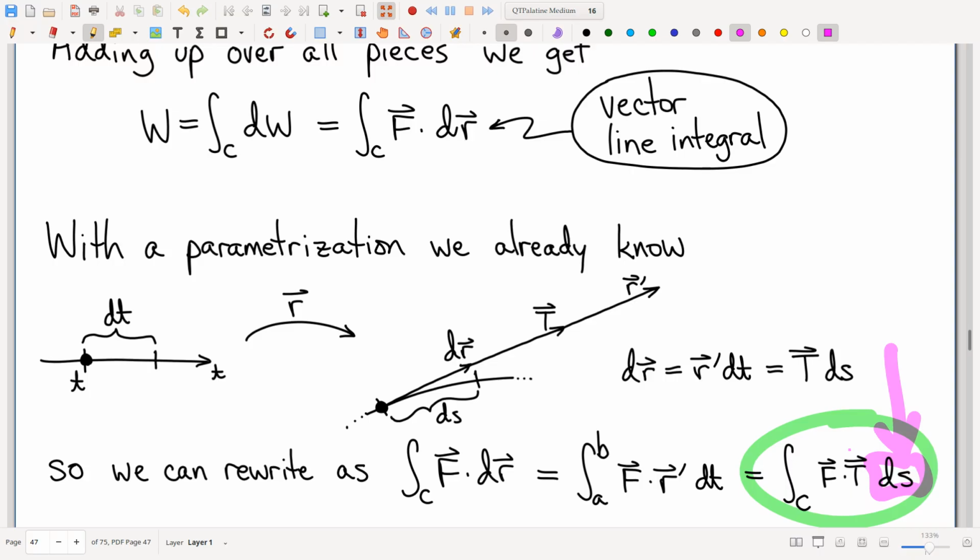I don't want to say it's a bad idea. There are some situations where this is useful, right? But please do not hang your hat on this formula or this expression for vector line integrals. I think it blurs a critical distinction. Okay. All righty.